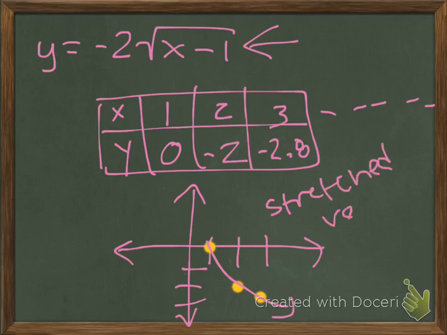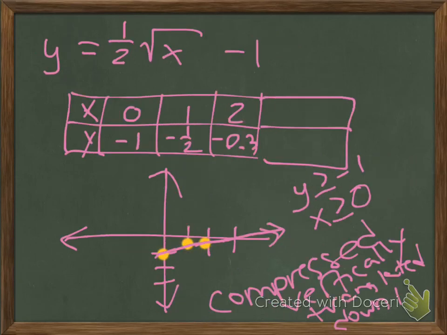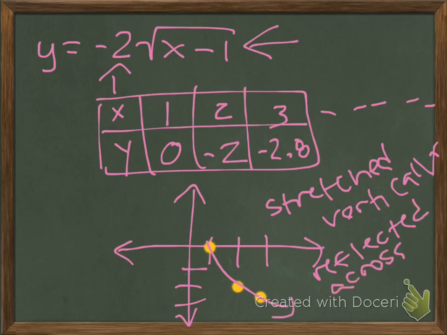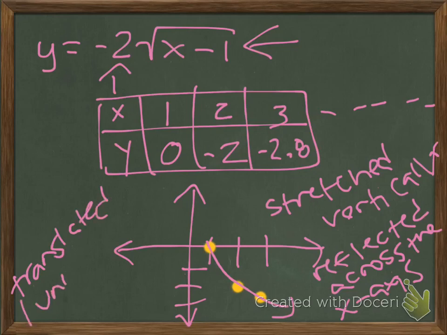So for this one, this is going to be considered stretched vertically. And really you can tell by what it's being multiplied by. Remember the last one was compressed vertically. That was because it was being multiplied by a fraction. This is stretched vertically because it's being multiplied by an integer. It's also reflected across the x-axis. And it's also translated 1 unit to the right if we're going to compare it to the parent function.